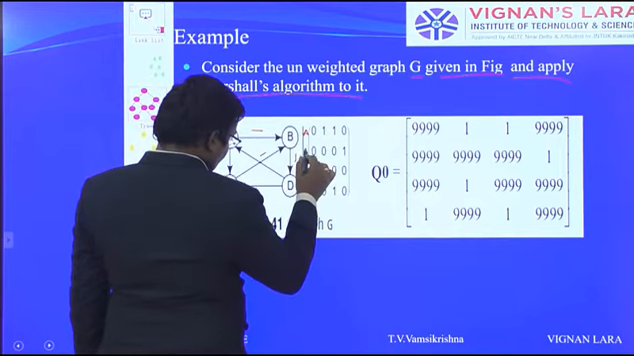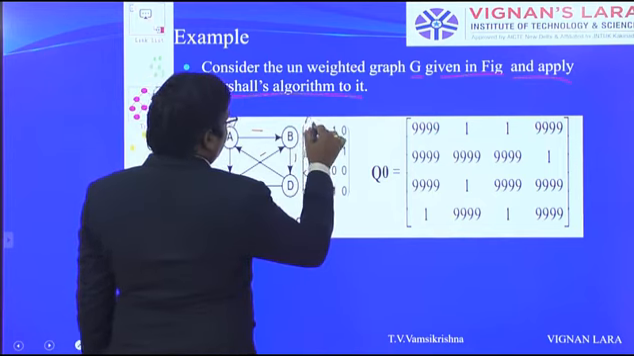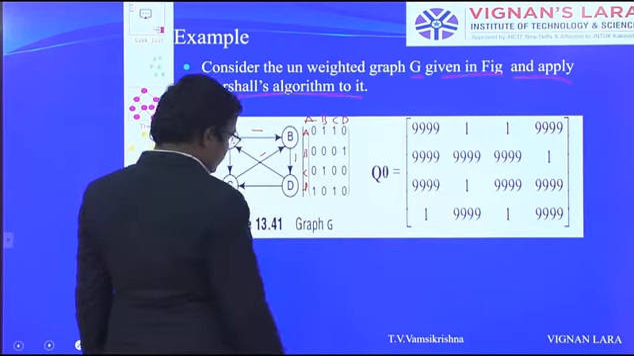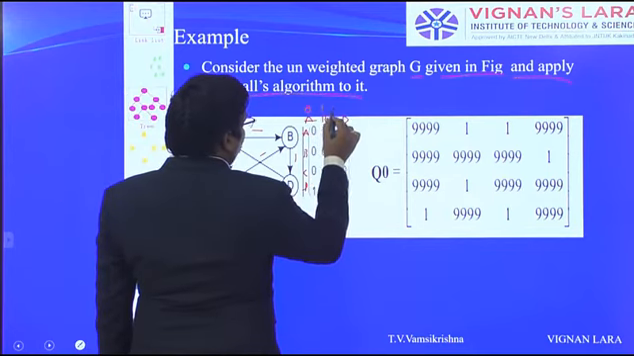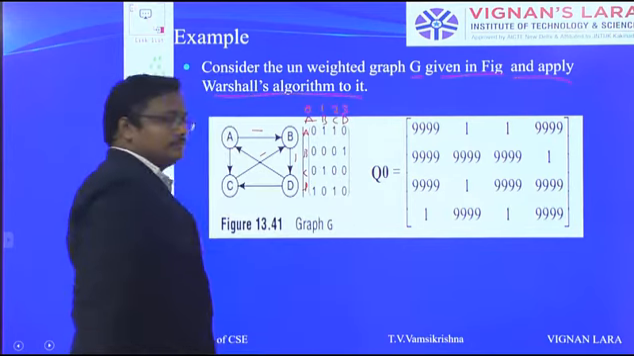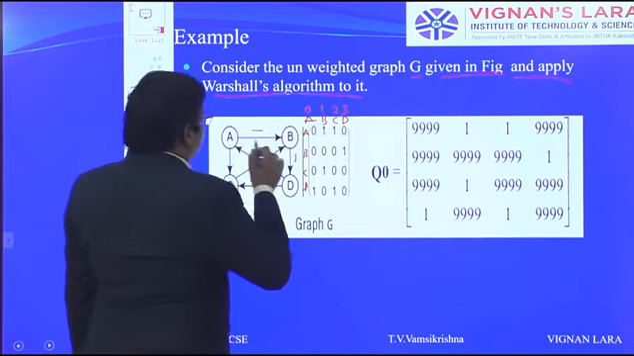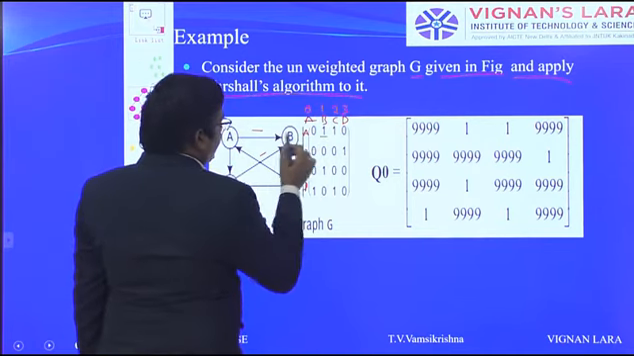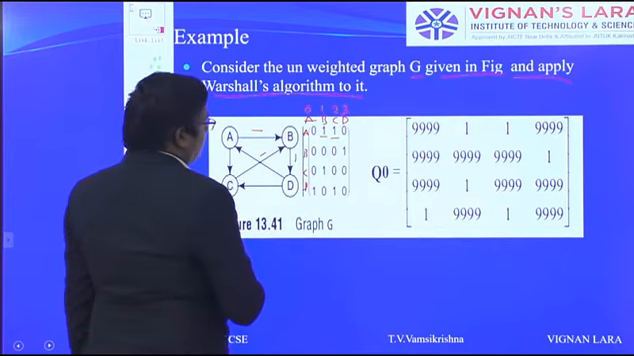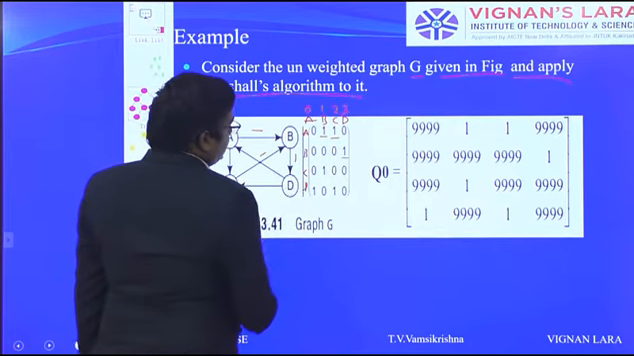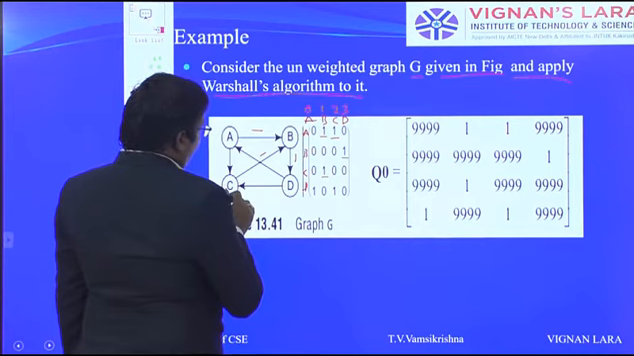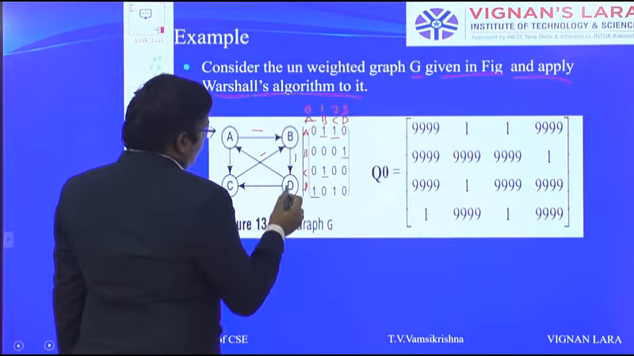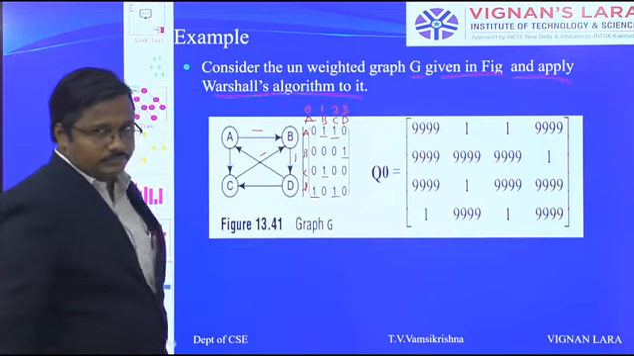So A, B, C, D. In the algorithm we take A as value 0, B value 1, C value 2, D value 3. So A to A there is no edge, A to B is an edge, that's why 1, A to C is an edge, that's why 1. And B to D is an edge, 1. Next C to B is an edge, that's why 1. C to D no edge. Next D to A is an edge, that's why 1. D to C is an edge, that's why 1.